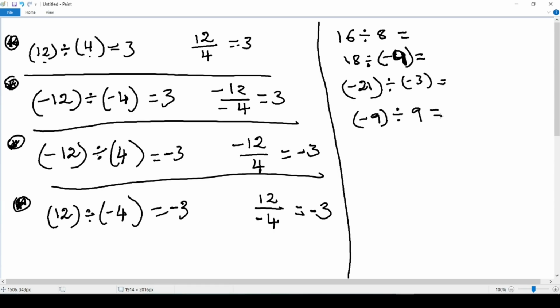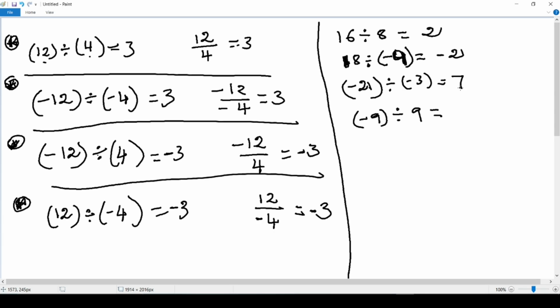Okay, I hope that you tried. For the first one, we have two positive numbers, so the result is positive and is equal to 2. For the second one, one number is negative and the second one is positive, so they have opposite signs. 18 divided by -9 is -2. For the third problem, we have both numbers being negative, so the result should be positive. So -21 divided by -3 is 7.